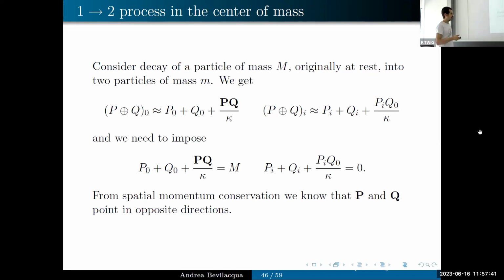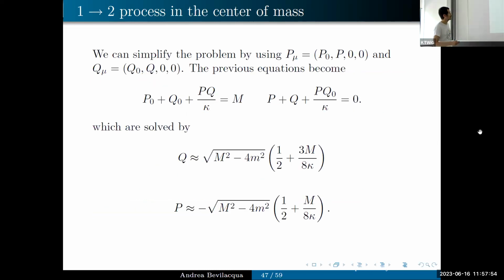Now, from here, we immediately get that P and Q point in opposite directions, because here you see P i multiplies an object plus Q i is equal to 0. So we can simplify the problem a bit. We can align them, for example, without loss of generality in the x direction. The previous equations are exactly the same. It's just now simpler to work with them. And we just need to find what is this P and what is this Q, such that these two relations hold.